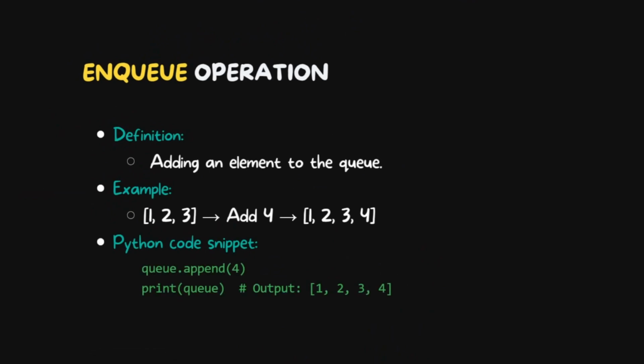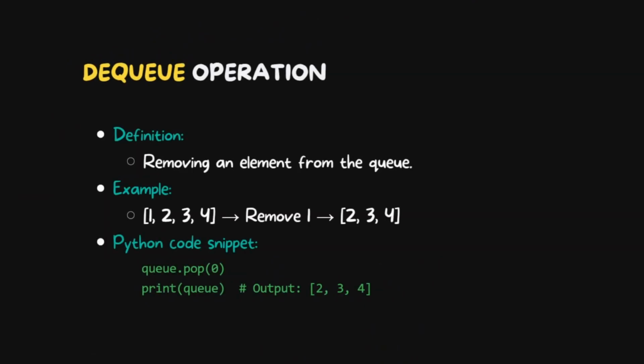Let's start with the enqueue operation. It simply adds an element to the rear of the queue. Imagine you are adding another person to the end of the ticket line. For example, if we have a queue 1, 2, 3 and we add 4, the queue becomes 1, 2, 3 and 4. In Python, you can perform this operation using the append method on a list.